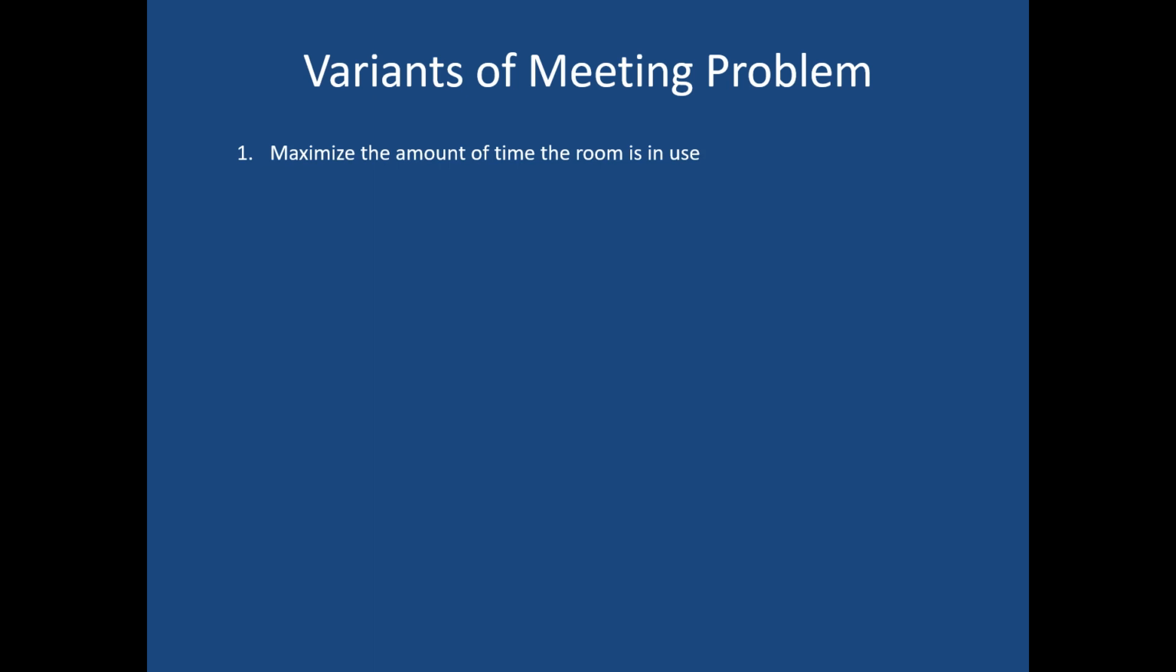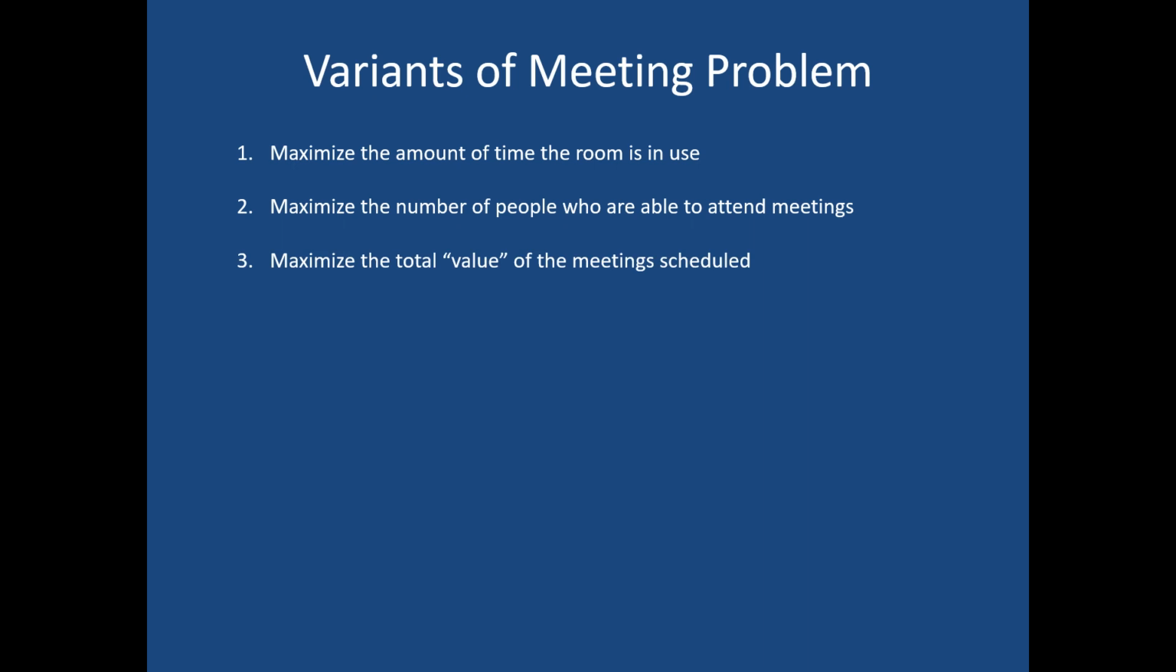So here's a variant. Maximize the amount of time the room is in use. Maximize the number of people who are able to attend meetings. Maximize the total value of the meetings scheduled. Those are examples, variants of the meeting problem for which there's no greedy algorithm anyone knows.